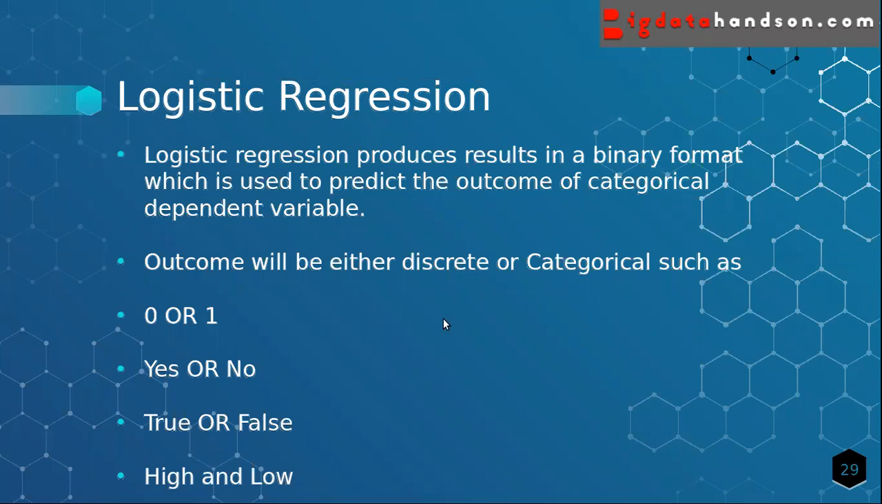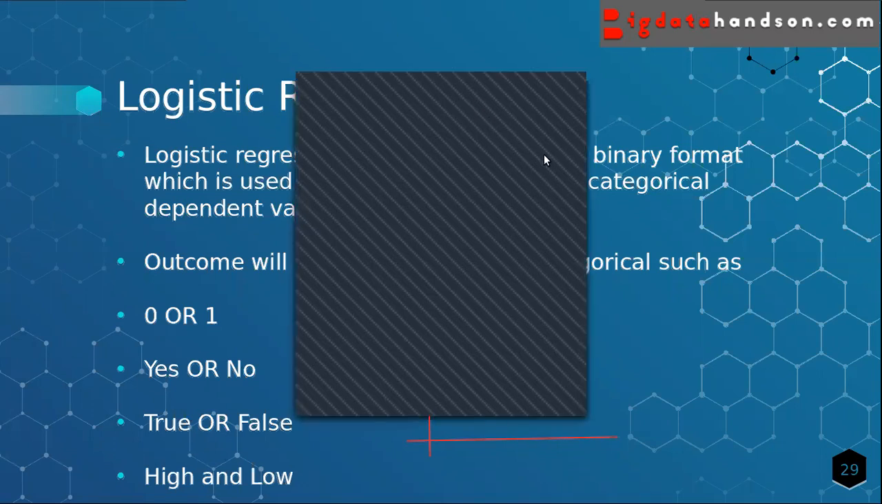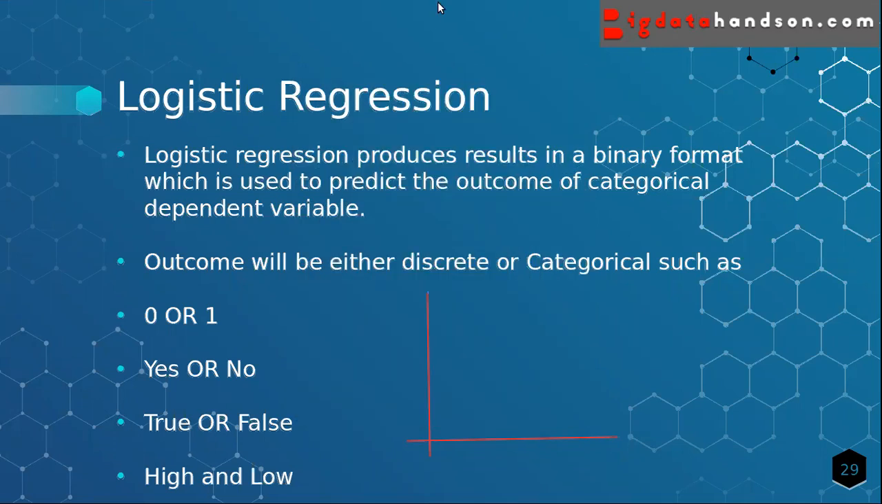What is logistic regression? In logistic regression, you will have classification data. Classification means the outcome will have only two categories like 0 or 1, yes or no, true or false. That is a classification type of data. So for that, you need to choose a classification algorithm like logistic regression. Okay, so the data will look like this.